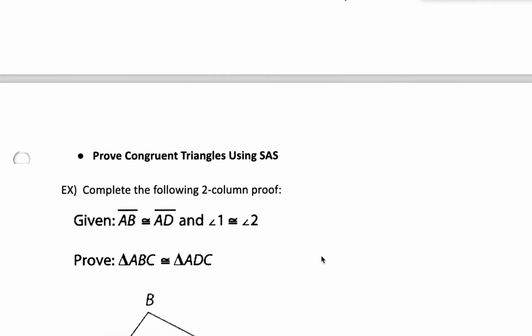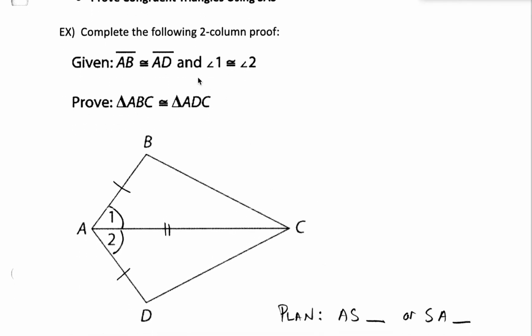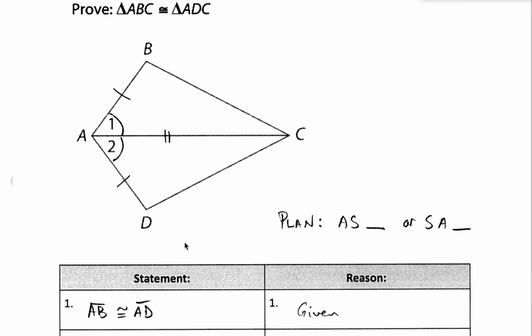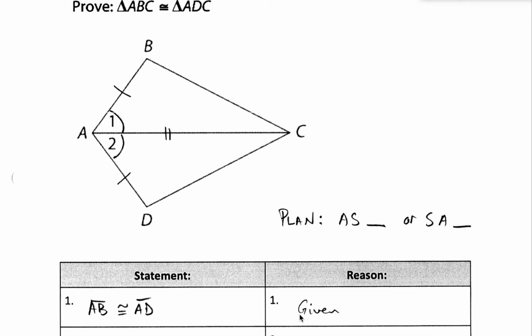All right, let's see if we can complete a two-column proof. We're given some statements up here. We're given two statements, and we're asked to prove that these two triangles are congruent. We have a 5-step process that we've been practicing in class. Let's go through those 5 steps. The first step is to rewrite the first given statement. And your reason is always because it's given.